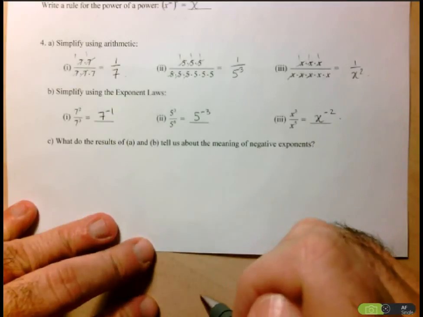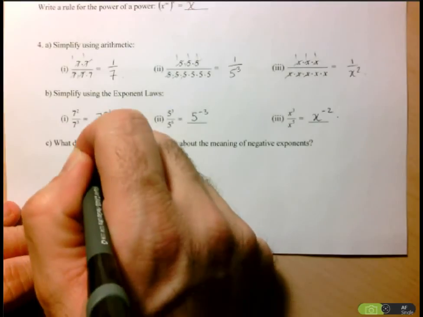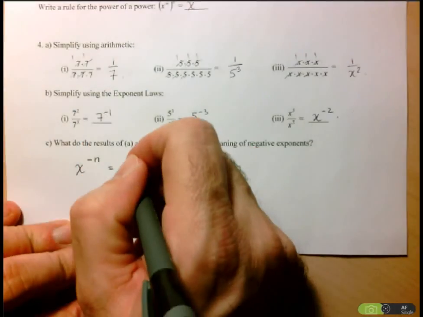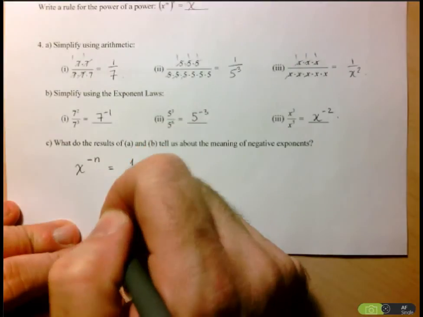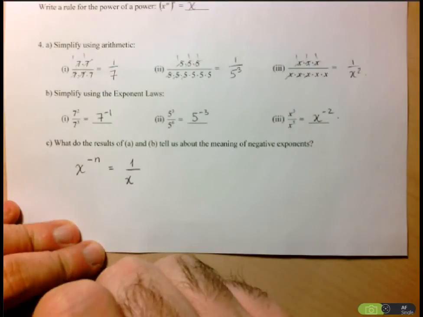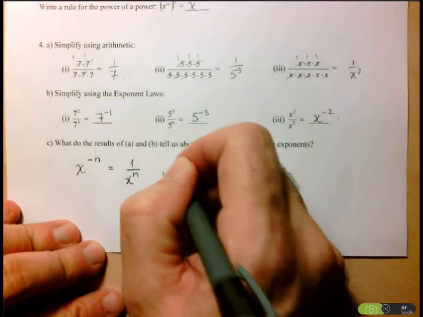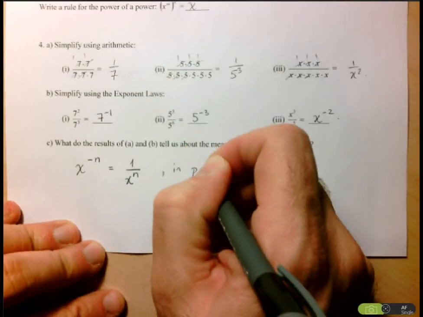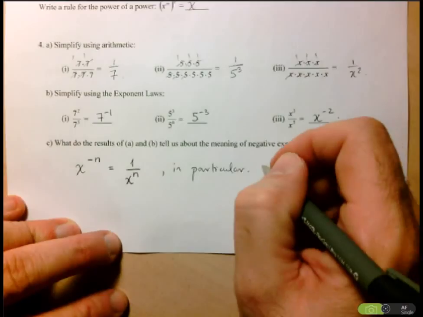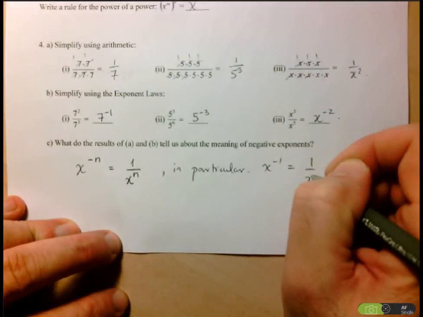So from here, we can judge that the effect of the negative seems to be to create the reciprocal. It looks as though if I have x to the negative n, that creates the reciprocal, and what I'm left with in the denominator is just the positive version of that exponent. In particular, the special example would be x to the minus 1 is just equal to 1 over x.